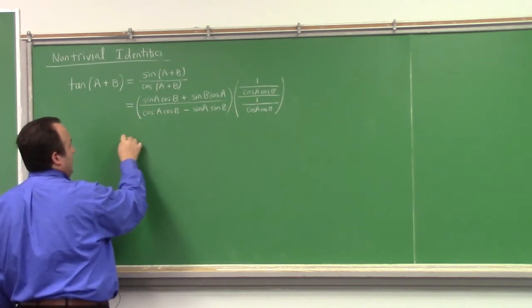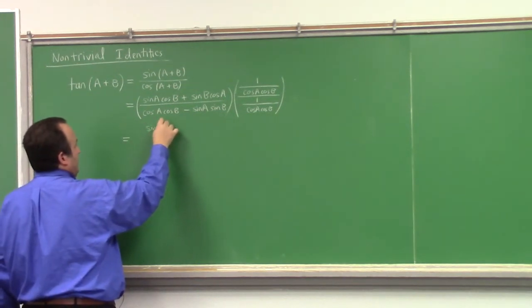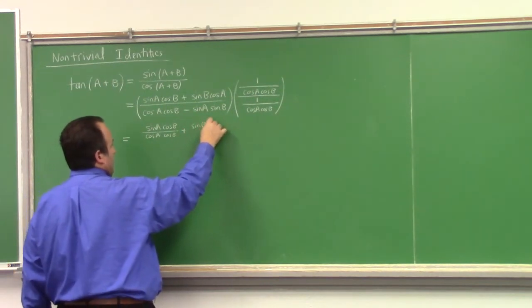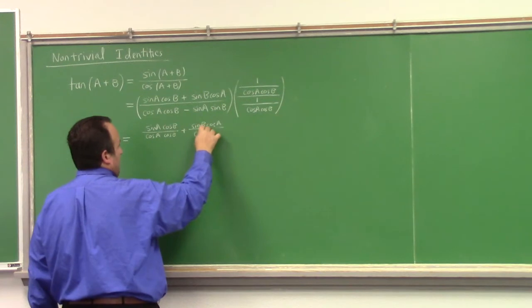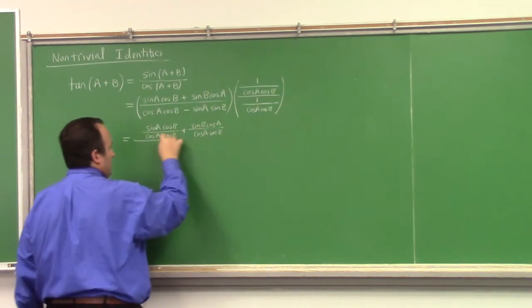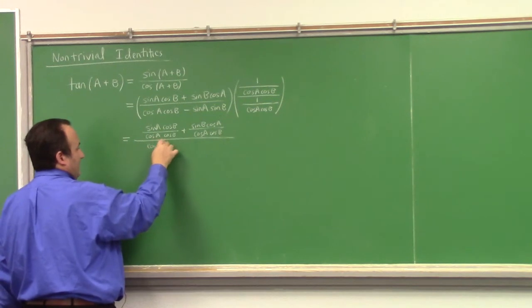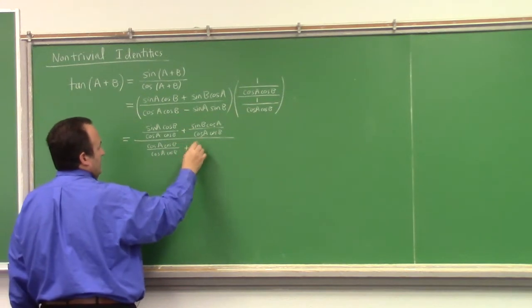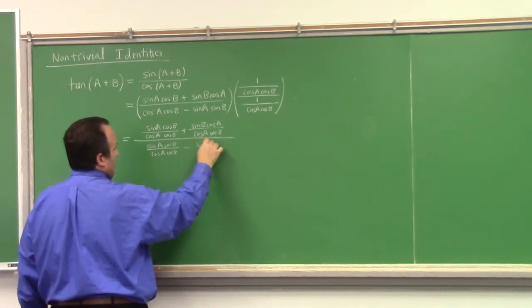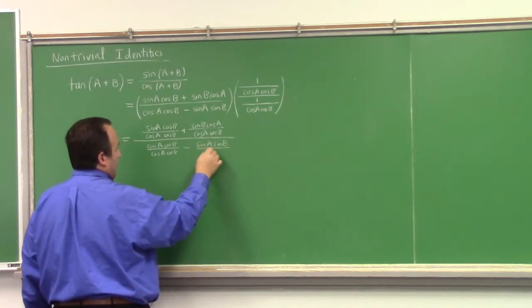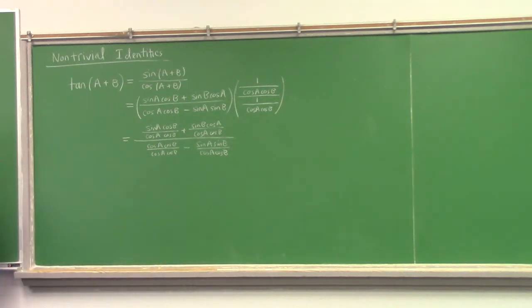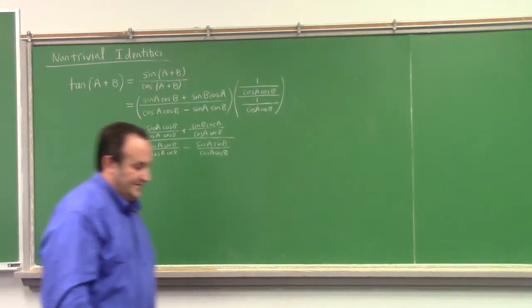So if you look at that, that's going to give you, I'll write it out, sine A cosine B divided by cos A cos B plus sine B cos A divided by cos A cos B, all divided by cos A cos B divided by cos A cos B, plus, or rather minus, sine A sine B divided by cos A cos B. All right, it's easier for you guys to write, right?